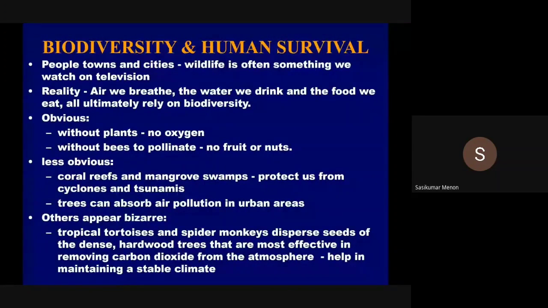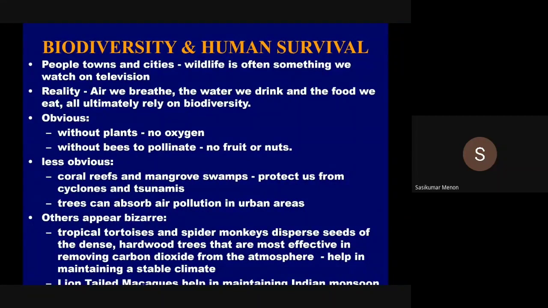So then, are tortoises and spider monkeys not related to climate change control? Of course they are. So this is a very bizarre, very far stretched relationship, but that relationship definitely exists in this biodiversity.